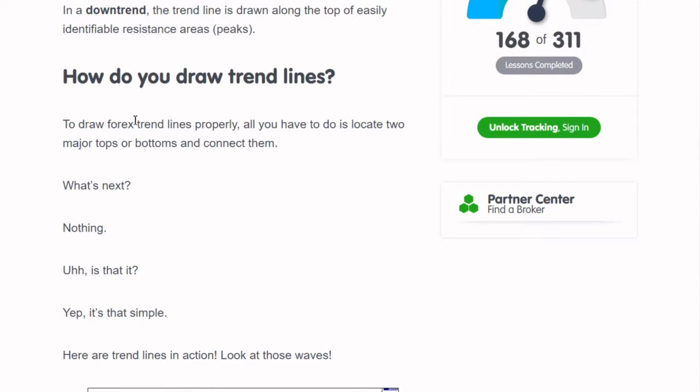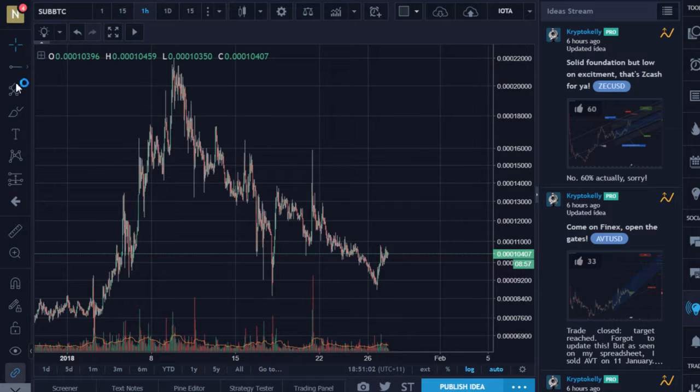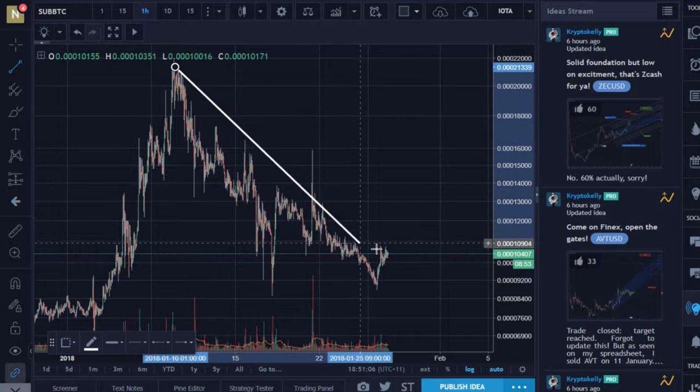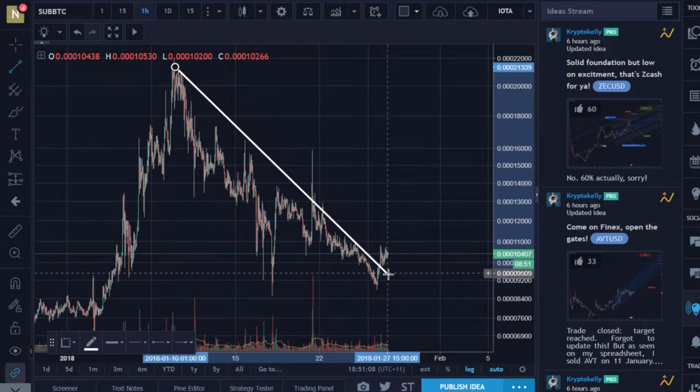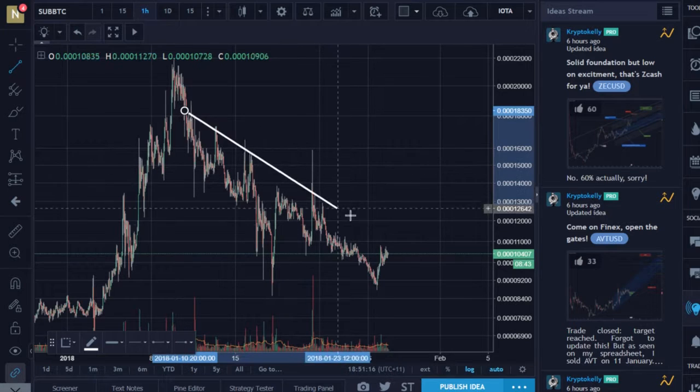So in order to draw a trend line, all you have to do is locate two major tops or bottoms and connect them. And that's it. So let's do it on our Substratum one. I'm going to change it to a trend line. There's a top. You can see it's sort of hitting those tops. As a matter of fact, I'm going to go from here. Probably a little bit more accurate to go here.